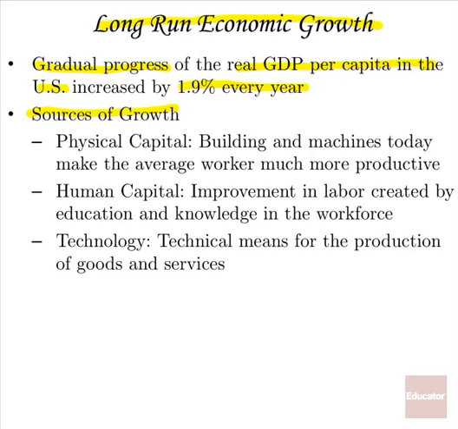And by improving on a lot of means of productivity, that's the way that long-run aggregate supply is going to shift to the right. That's the way that we experience long-run economic growth. It's not really using monetary or fiscal policy. It's investing in human capital and technology and all that stuff. So physical capital, so buildings and machines today, they make the average worker much more productive. When individuals are given better tools, more tools, availability of access to physical capital, it makes economic growth a lot more feasible.